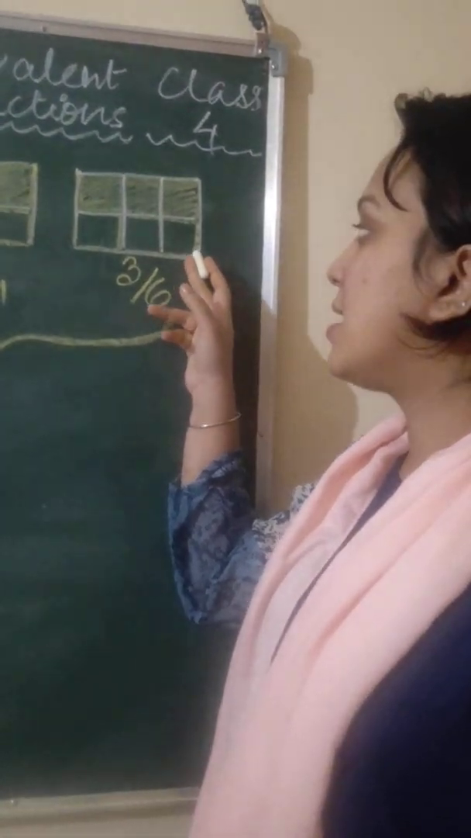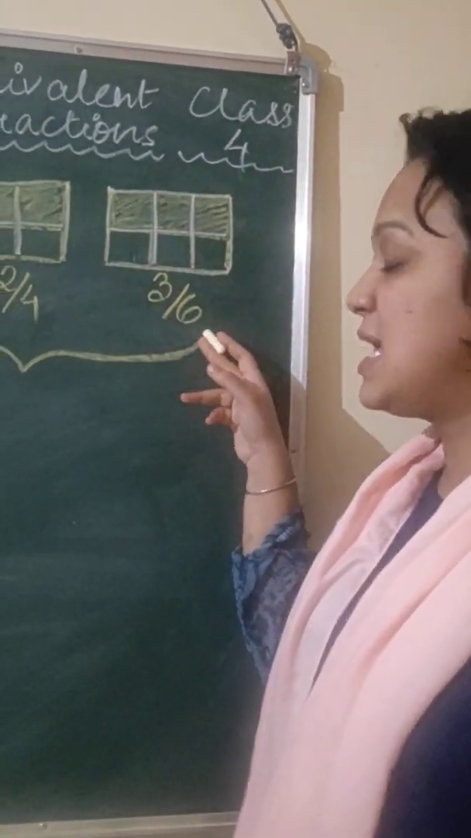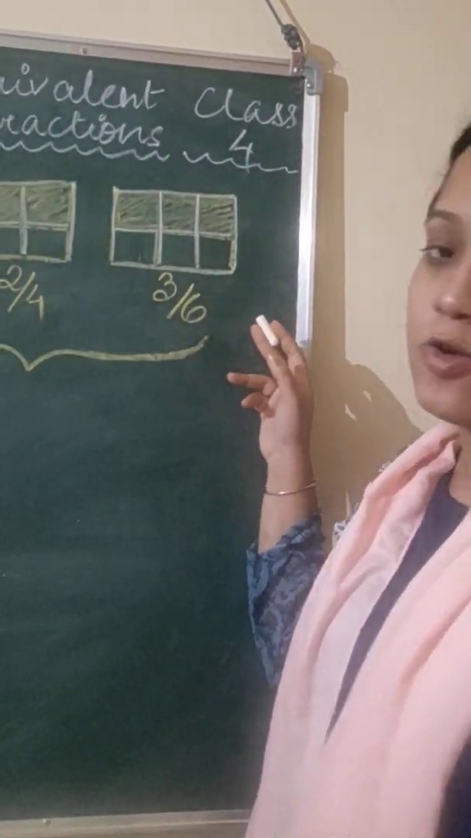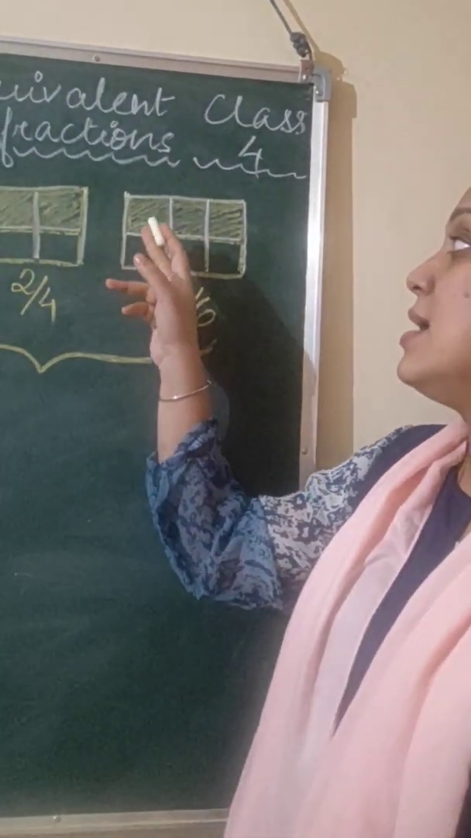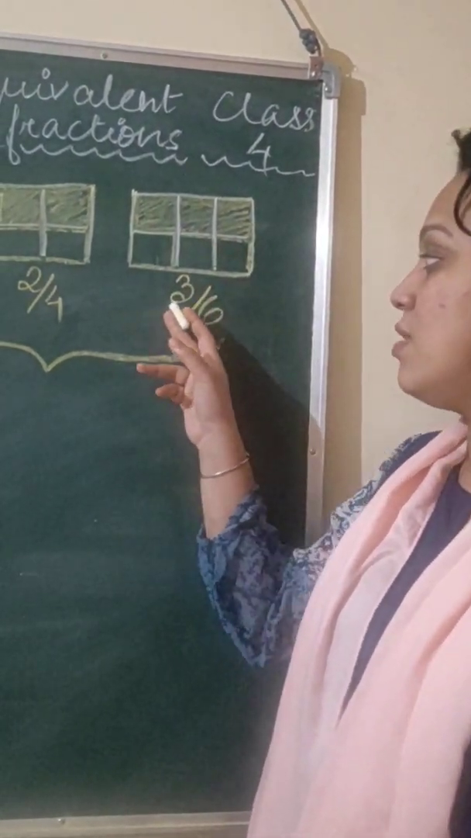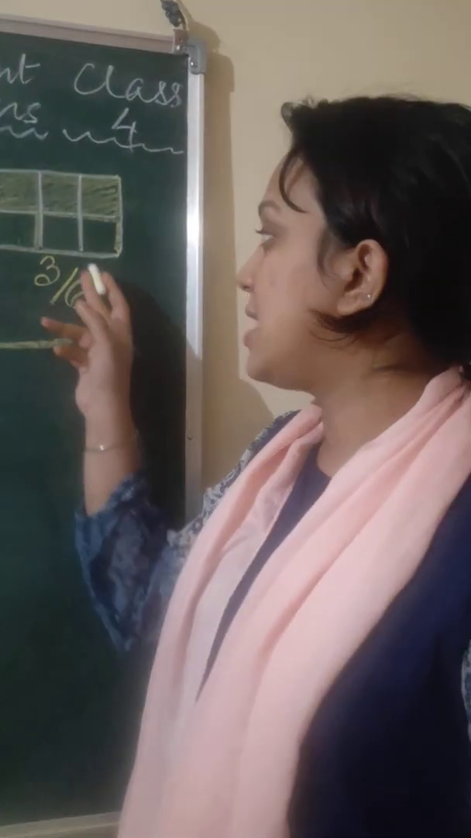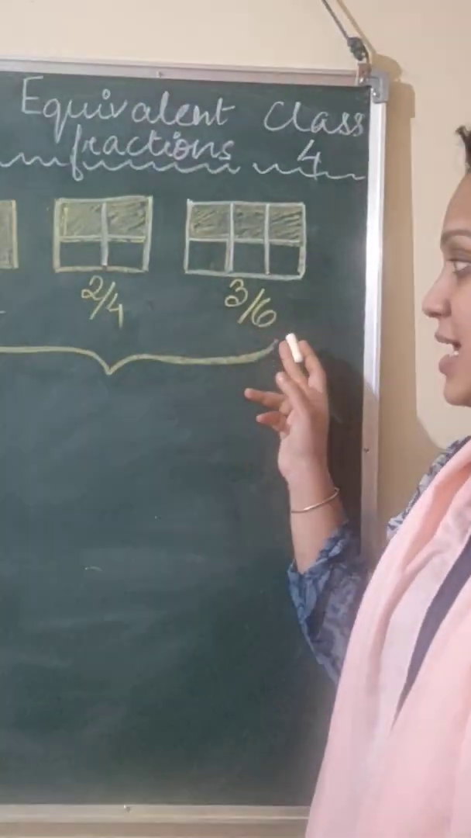In the next rectangle, this is divided into 6 equal parts. That's why the denominator is 6 and 3 parts are shaded. So the numerator is 3. So the entire fraction is 3 by 6.